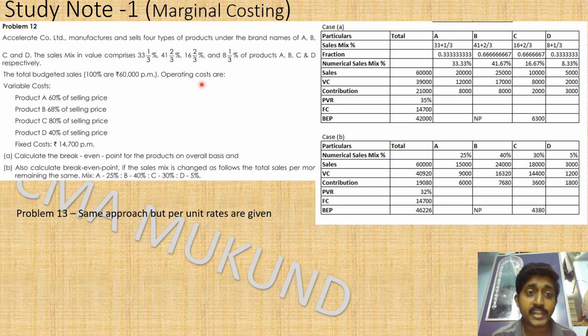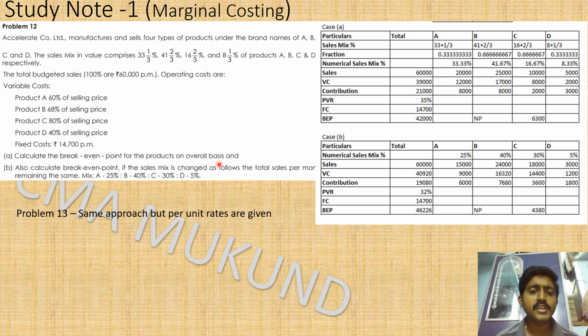They have given operating cost also. They have given how much percentage is operating variable cost. Okay, 60 percent of selling is variable cost for A. 68 percent is variable in nature for B. 80 percent is variable in nature for C. And then fixed cost also they have given. Calculate the break even point on an overall basis. As we discussed in the previous problem, for the company as a whole the break even point has to be found. So not a product specific break even point, they are asking for the company as a whole.